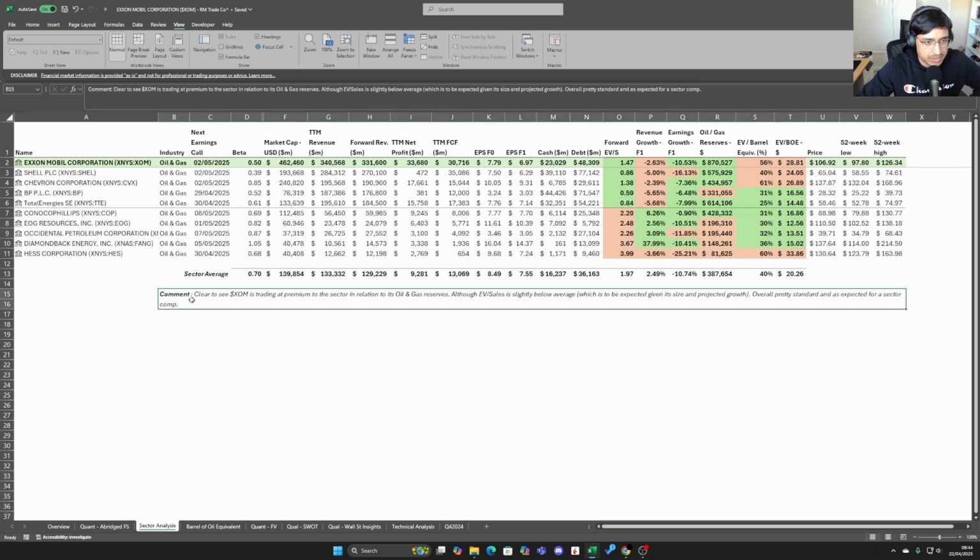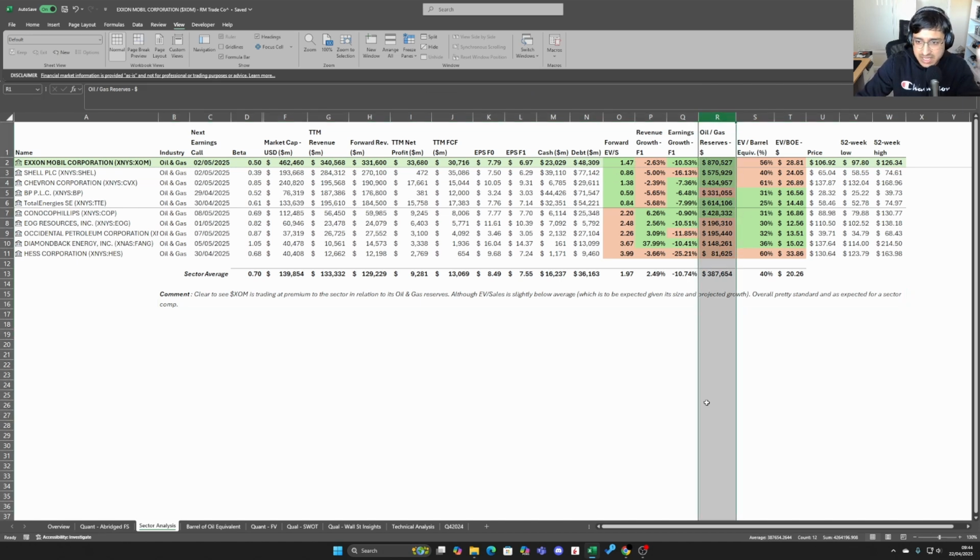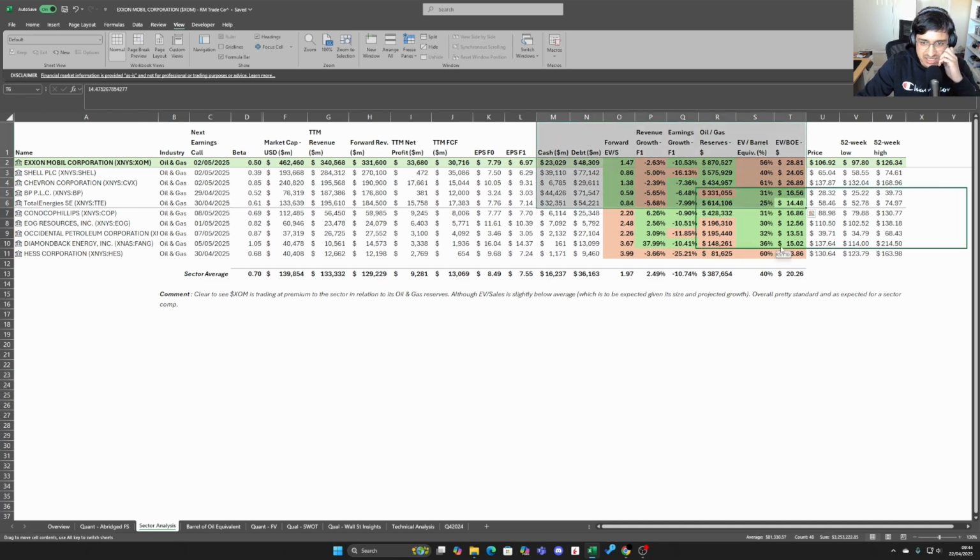So I guess a comment on the overarching summary of the sector analysis from an Exxon Mobil perspective is that, yeah, sure, the company's trading at a premium, but I think justifiably so. They're performing fantastically. They have by far the greatest oil and gas reserves, and it's pretty much standard and in line with expectations in terms of the analysis and what I would expect.